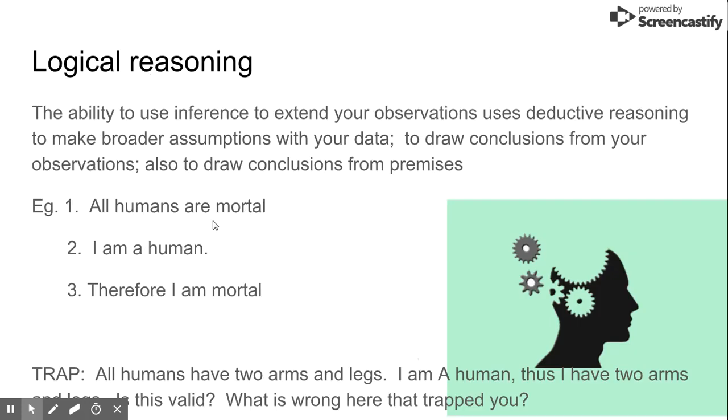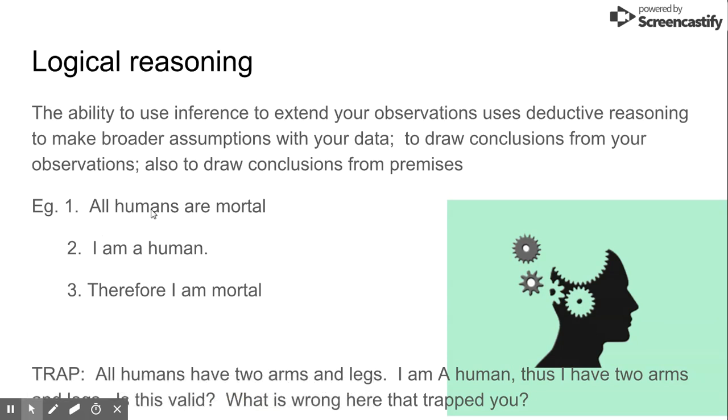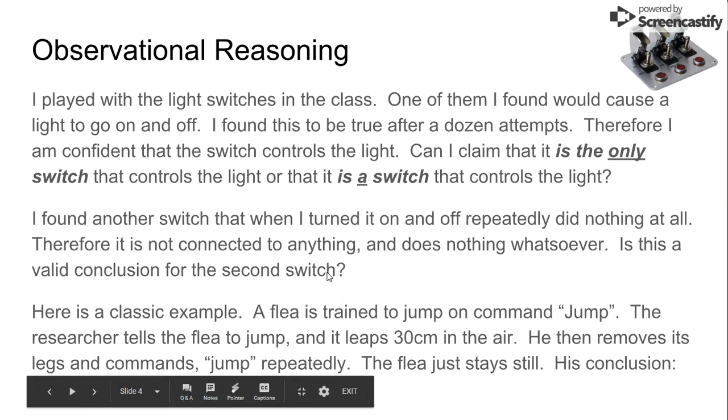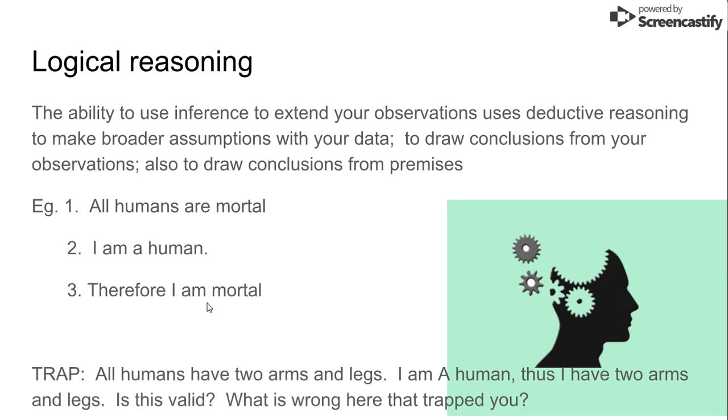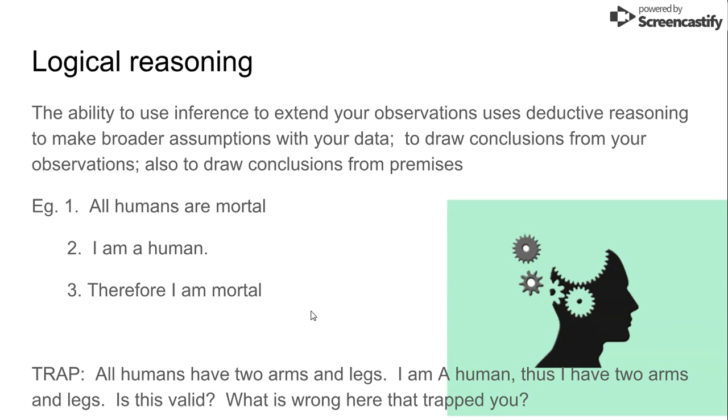The difference between logic and observation is logic is how you think. So here's an example of a set of logical statements and their conclusion. All humans are mortal. I am a human, therefore I am mortal. That clearly seems to be a very rational statement. But I could make another one just as well. All humans have 2 arms and legs. I am a human, thus I have 2 arms and legs. This is logically valid, but is it necessarily true?